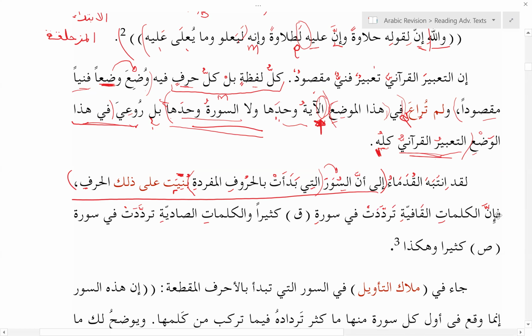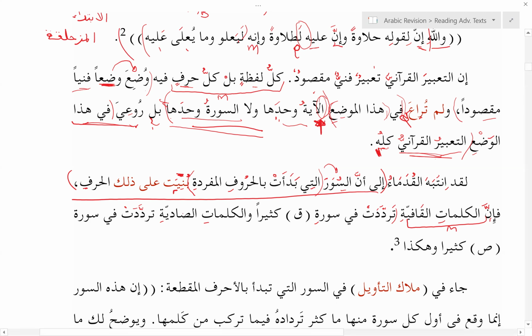Okay. So فإن is اسم حروف مشبه بالفعل. الكلمات الخافية is اسم إن. تردد في سورة: تردد is فعل ماضي with هو هي ضمير مستتر فاعل of it, and في سورة قاف is جار مجرور متعلق بتردد فعل. So كثيرا is مفعول به for تردد. So فعل ماضي along with jar majroor and مفعول به will become the khabar of inna. So inna with its ism and khabar will be that jumla ismiya. And of course, same thing with kalimat al-sadiyah. It's the same thing repeating.